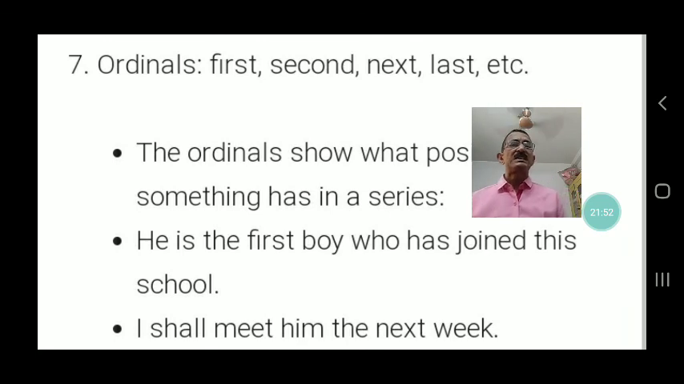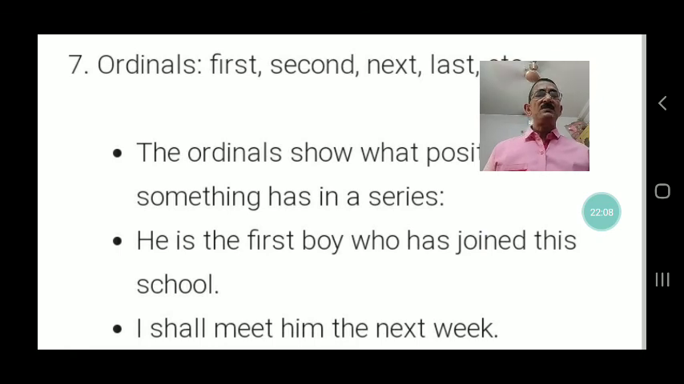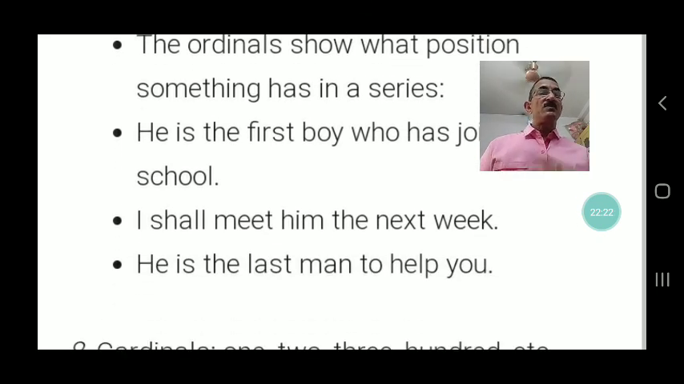Ordinals, you know: first, second, third, fourth, fifth, sixth, seventh, eighth, etc. Here it refers to a singular noun, not plural, not more than one. The ordinal shows what position something has in a series. He is the first boy. He is the 29th boy. Only one boy it refers to, who has just joined this school. I shall meet him next week, where week is singular. He is the last man to help you. What man? Last man.